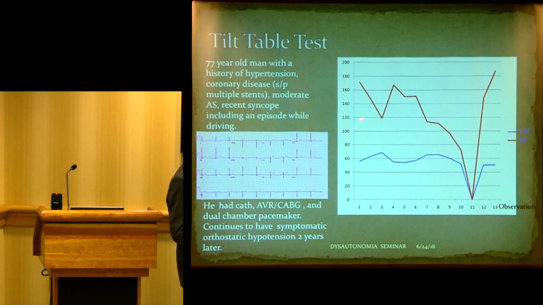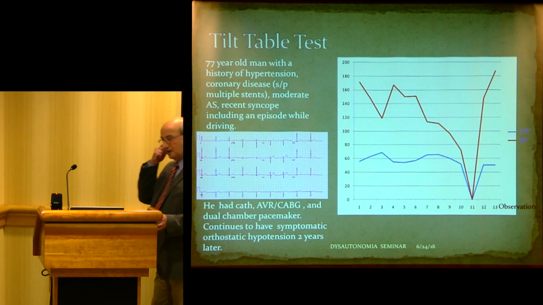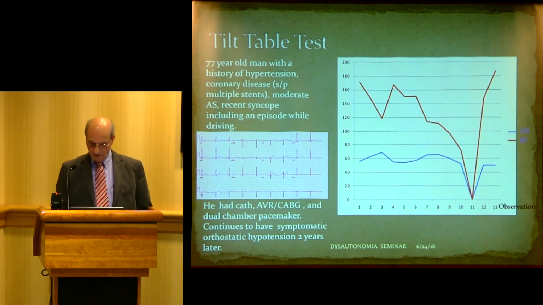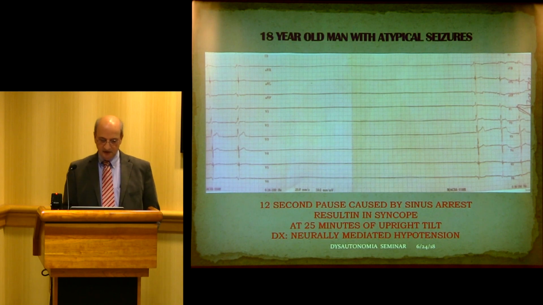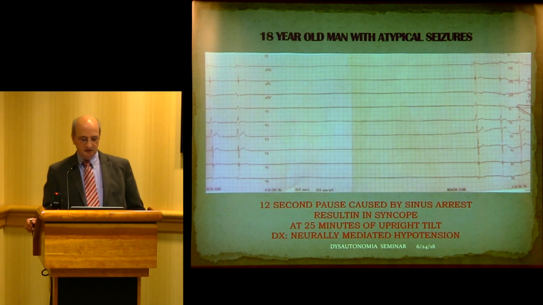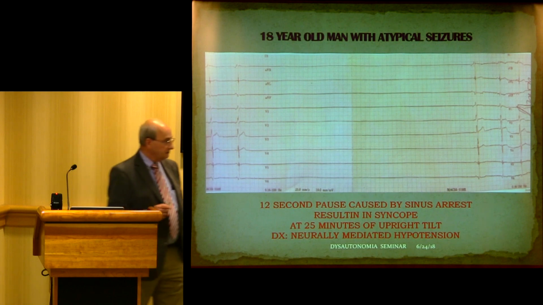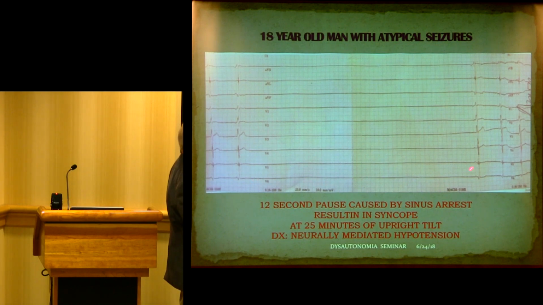This represents his situation, and it's typical, in that the blood pressure was sort of high in the beginning, and then as he's on the tilt, he drops to 0 at the same time that his heart rate drops to 0. So he had the typical vasovagal response, which is a drop in heart rate and a drop in blood pressure. Here's an 18-year-old who had atypical seizures, and you can see that she has this long period of asystole.